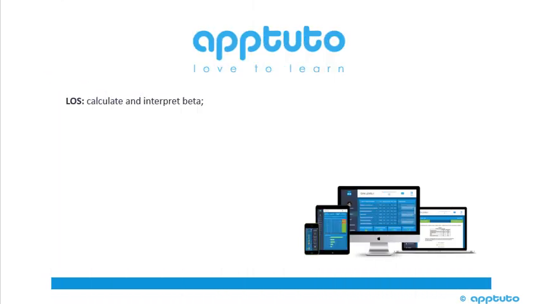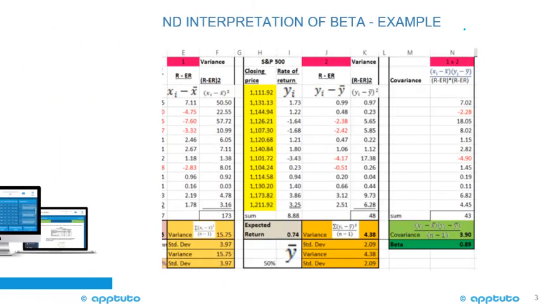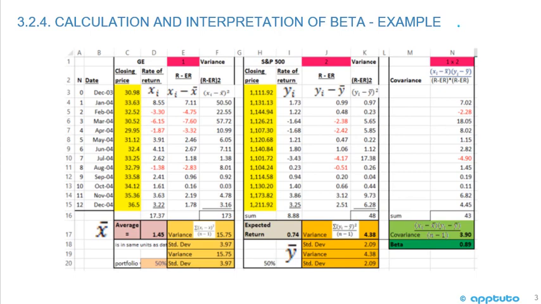This LOS is Calculate and Interpret Beta. Calculation and interpretation of beta. Here is an example. In this example, we're going to calculate the beta of GE stock, and it's versus the market, which is the S&P 500.